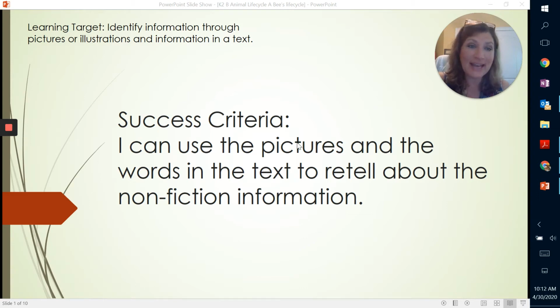Hey, I hope you guys had a great time going back and reading that story that we read yesterday called A Bee's Life. Remember, you are to use those pictures and the words in the text to retell about the nonfiction information. Now, I've got a fun activity for you to do today.